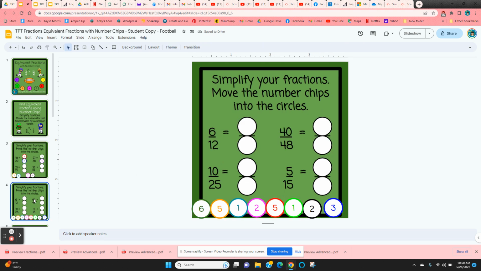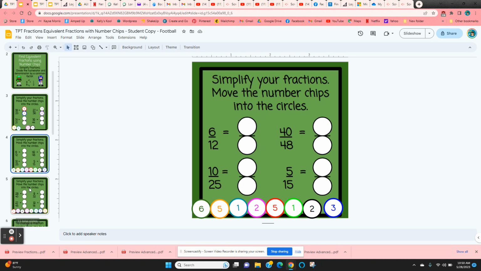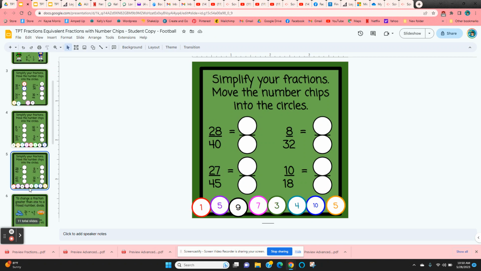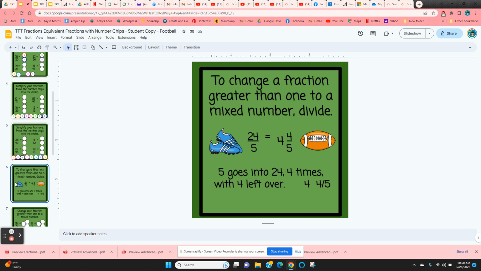So they're going to do the same thing on the next slide, and the same thing on slide 5. When they get to slide 6, they're shown how to change a fraction greater than 1 to a mixed number.